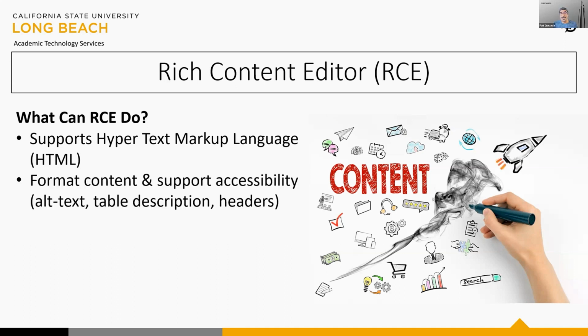With the RCE, you can also format your content and support accessibility standards. Here, for example, you can format text so that it's italicized. You can add alternative text for images. You can include table description for more context. And you can even make use of headers for text-based information. All of these things are really important because it's these practices that help create an inclusive learning environment, especially for those who process and navigate information differently. So you're trying to account for or accommodate those students who, again, process information in that way.